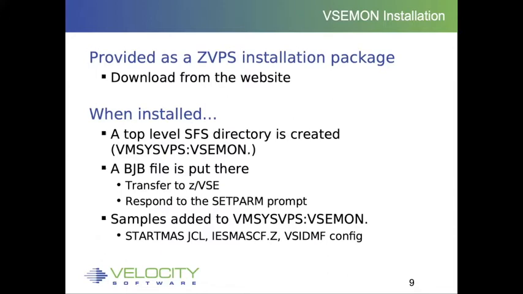VSEMON is provided as a zVPS installation package. For those that are familiar with zVPS, we provide VMF PLCD archives, and VSEMON is no different. When it's installed, a top-level directory is created, and something called a BJB file is put there. Those familiar with VSE software delivery know BJB is basically a binary job, and you transfer it to VSE and respond to the prompt, which is basically where you want to install the code.